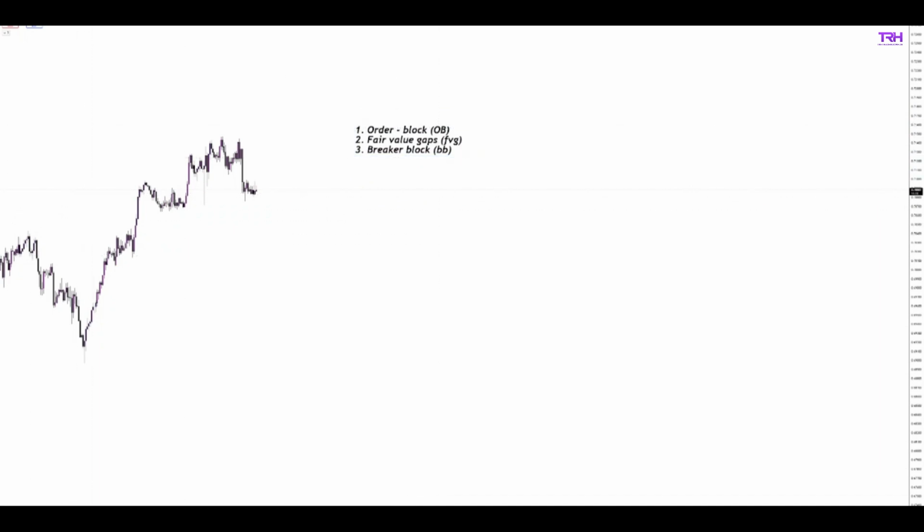Every day. So points of interest are basically areas on the chart where price is likely to react. Think of them as areas where big buyers or sellers are waiting. So if you understand how to spot these, your entries become much clearer and higher probability.